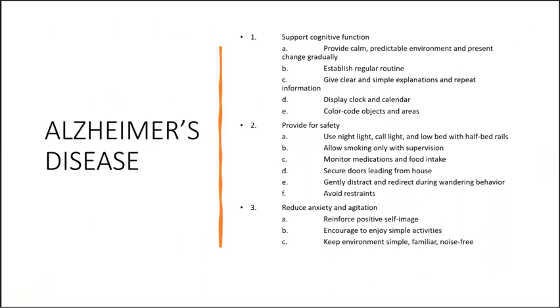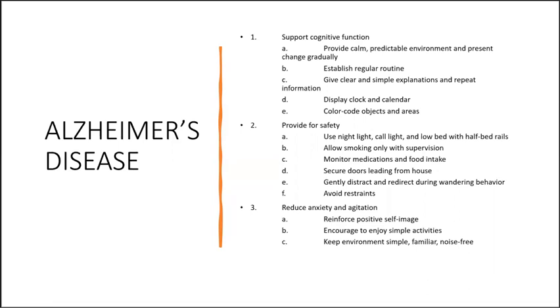In planning for this patient, you want to support cognitive function. And how can you do that? Provide a calm, predictable environment and present changes gradually. You don't want to put in so many changes all at once to confuse the patient. You want to establish a regular routine. You want to give clear and simple explanations, and repeat the same information if you need to.